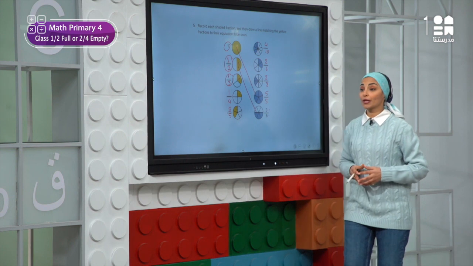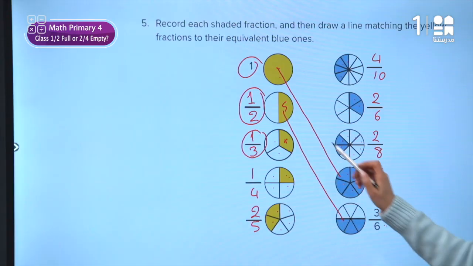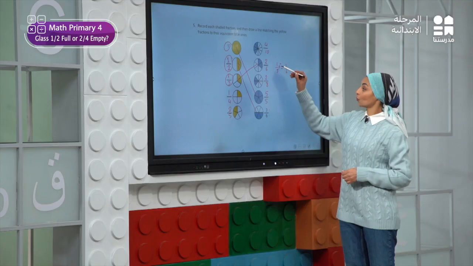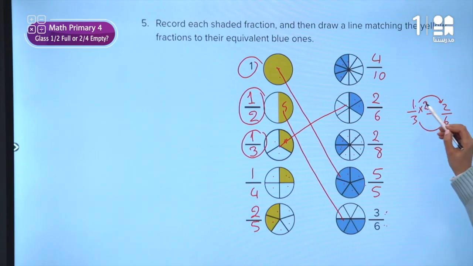Let's see the third model, which is 1 over 3. Which is the equivalent model to 1 over 3? Yes, of course, 2 over 6. So 1 over 3 is equivalent to 2 over 6. Why? Because if I multiply 1 over 3 up and down by 2, the answer will be 2 over 6. 1 times 2 gives me 2 and 3 times 2 gives me 6. That's why 1 over 3 is equivalent to 2 over 6.